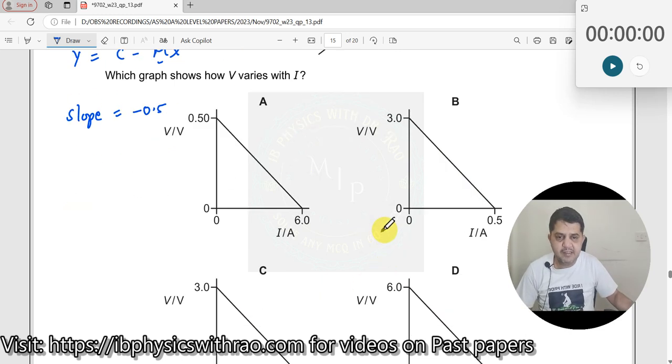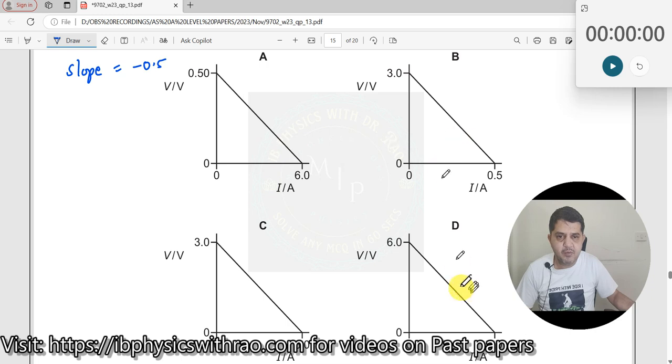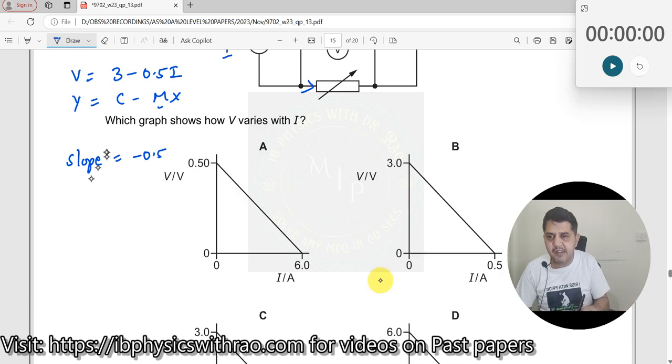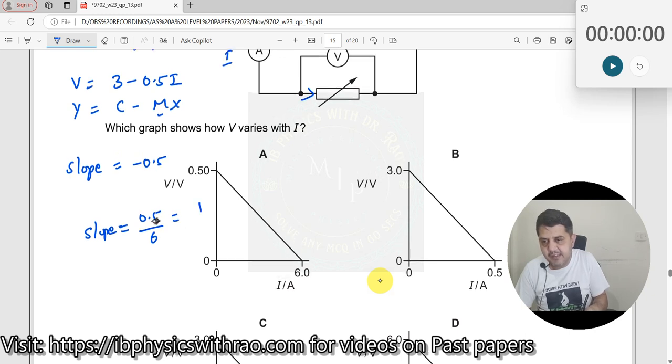Now let us look at the graphs here. All of them are going downwards, so definitely the negative sign is taken care of. You need not worry, but you need to look at the slope here. What is the slope in this case? Slope is equal to 0.5 divided by 6, which is nearly half divided by 6, that is 1 by 12.